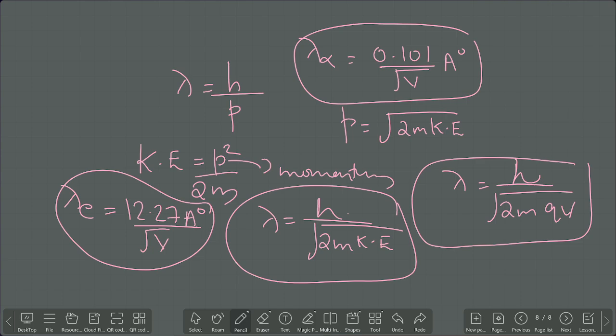You can see this equation; below it you can write the de Broglie wavelength of alpha particle, which is what? 0.101 by root V Armstrong.